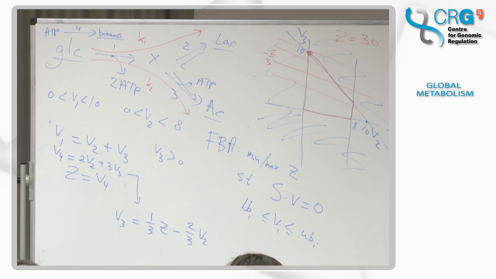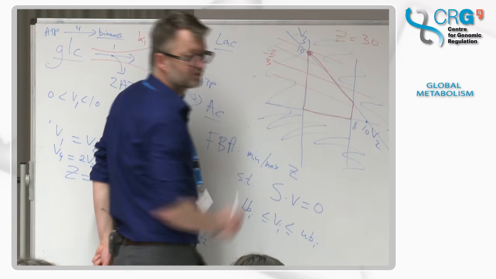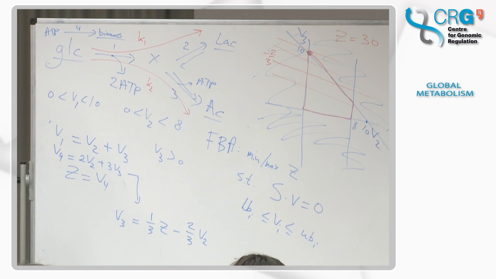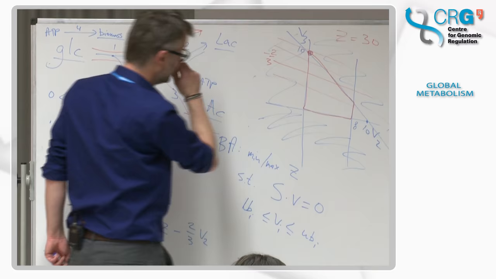Yeah. If you would have picked the other one, you would be here, let's say, you would end up with 20. Yeah, which is not optimal. 30 is optimal. Yeah? So this point here is the optimum, and in this case it's a unique optimum.